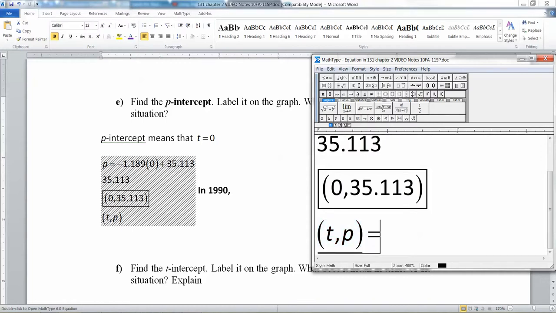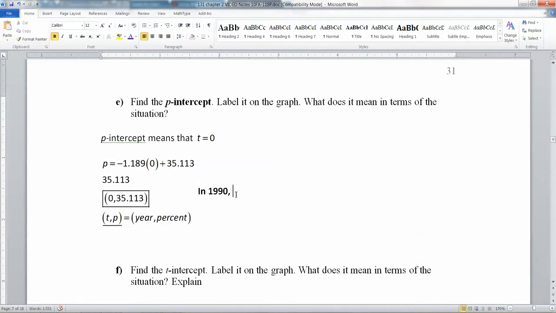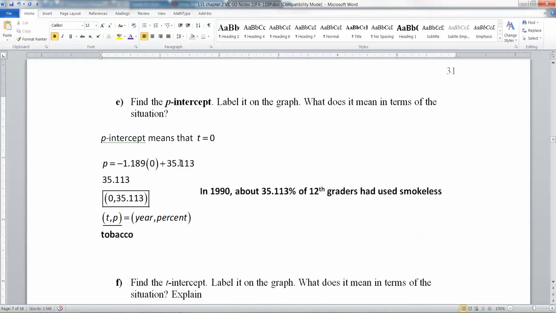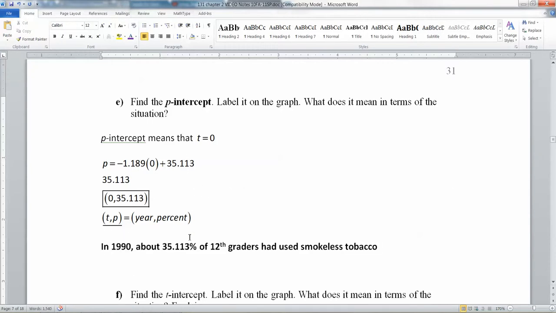That would be equal to year, comma, percent. Write that for yourself somewhere. When you're having to do all these story problems, it pays to know which variable is which. So in 1990, about 35.113% of 12th graders had used smokeless tobacco.